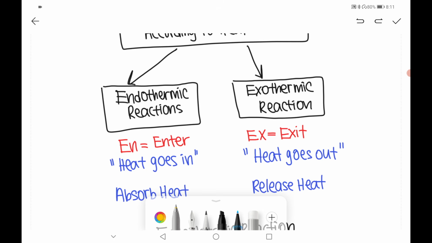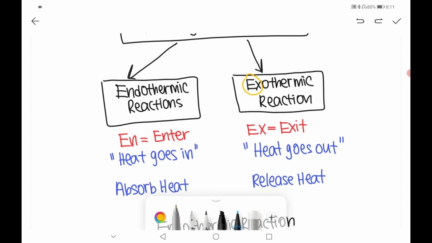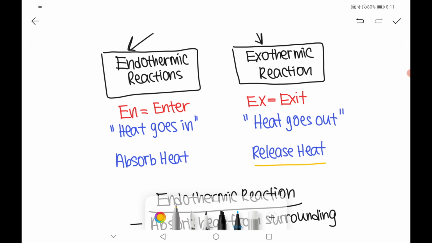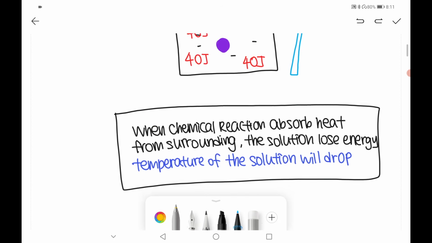What about the other one? Exothermic reaction. What is the keyword here? Exothermic, EX. We can think of it as exit. You look at it, exit, you have EX, right? Exit means the heat goes out. So in exothermic, the heat goes out, which means it releases heat. So any chemical reaction that releases heat is exothermic. That is what you need to know. I hope you can understand this simple idea.